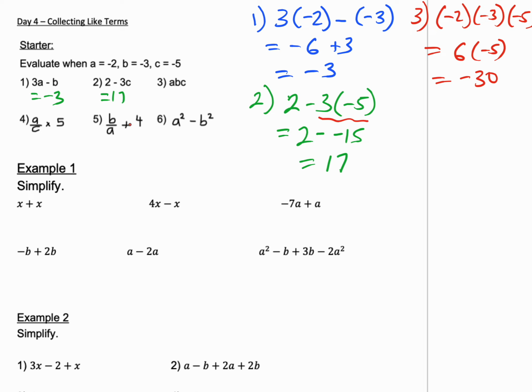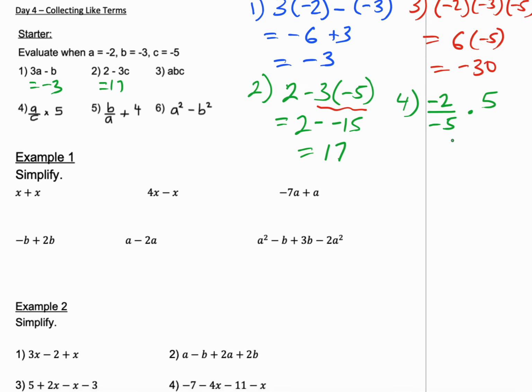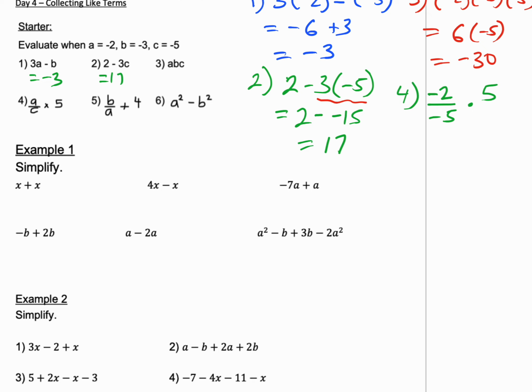Okay, this one here is a divided by c, times 5. Now a is negative 2 divided by negative 5 times 5. And here we can multiply, but we can also simplify before we multiply. The 5s both cancel to give you 1s. And so we've got just negative 2 times 1 is negative 2 over negative 1. And negative divided by negative is positive. So it's positive 2.